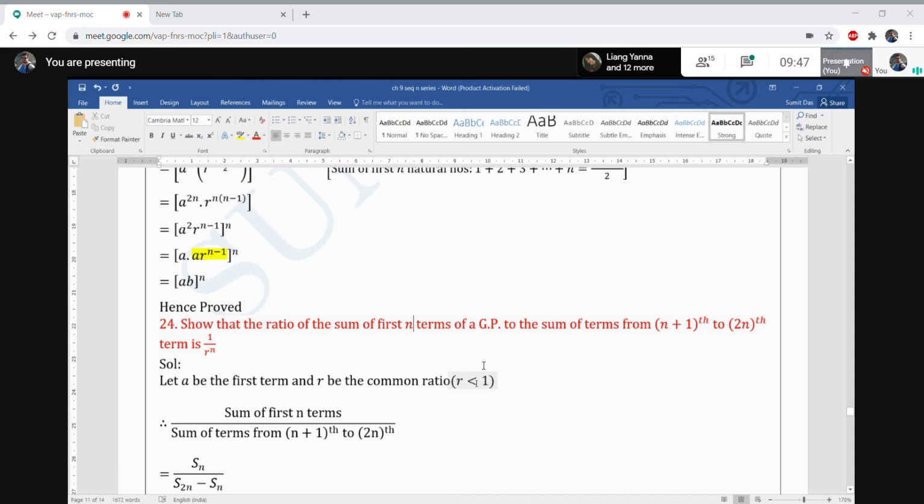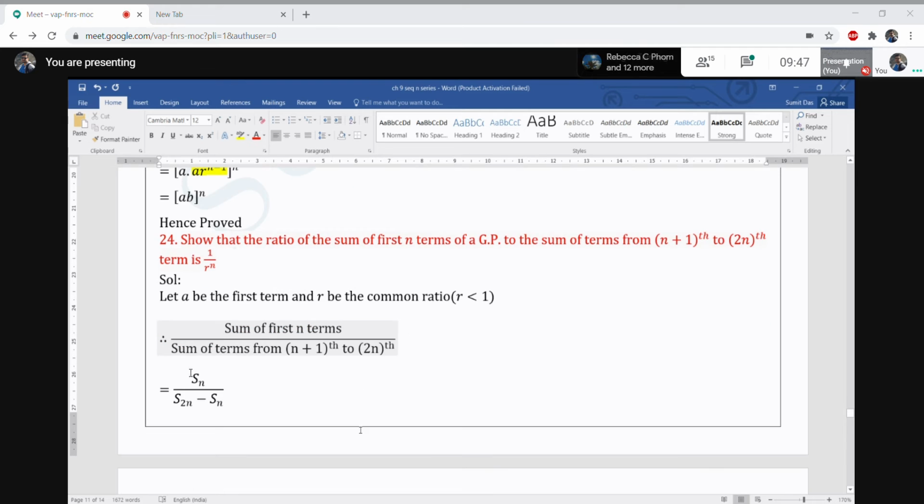So you'll use the first formula of sum. Basically here we are asking for the ratio of the sum of the first n terms, which is very well known, and the sum of terms from n plus 1 to 2n. Understood? Before this one, I am giving you an example.